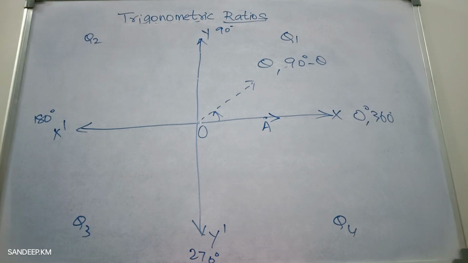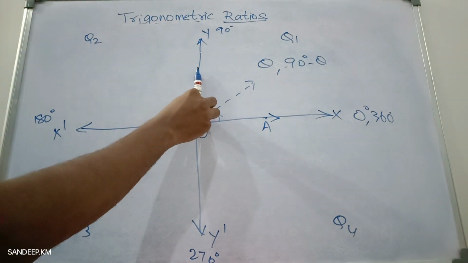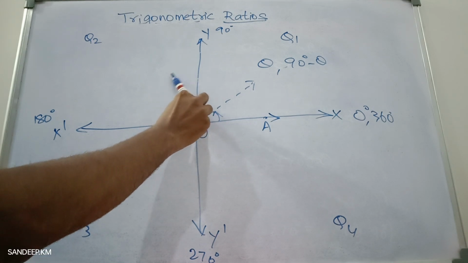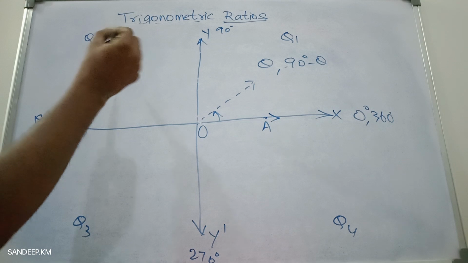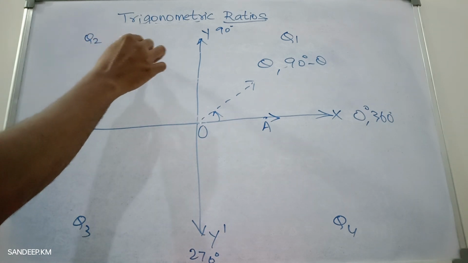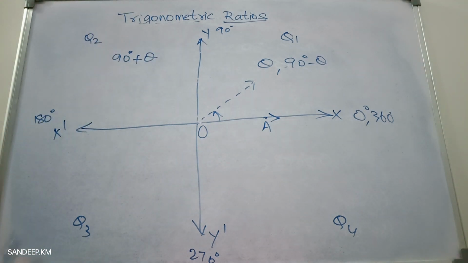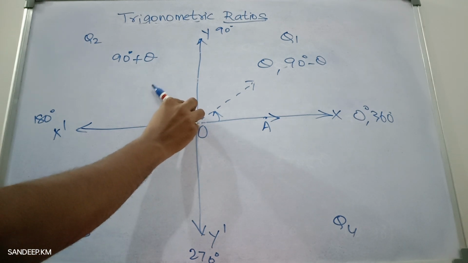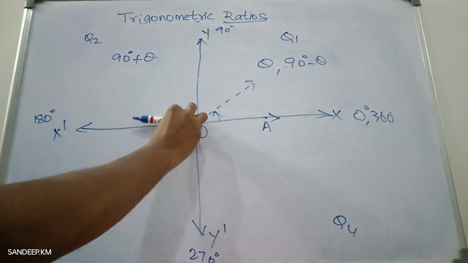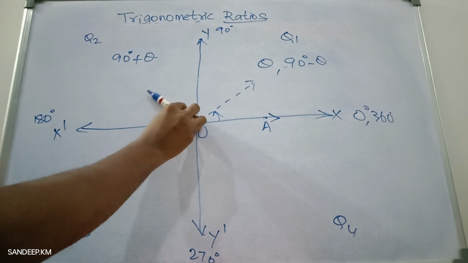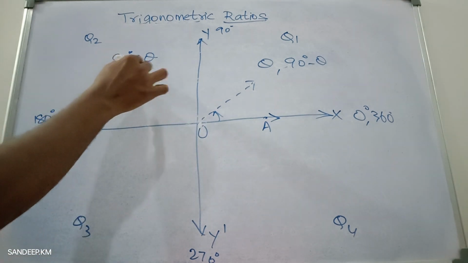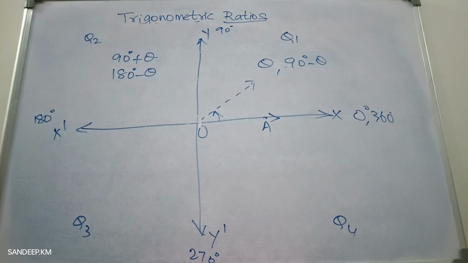Similarly, we are at 90 degrees. So if I travel anti-clockwise from 90 degrees, I get 90 degrees plus theta, correct or not? I am traveling anti-clockwise, 90 degrees plus theta. Then 90 degrees plus theta is an angle in the second quadrant. Come to 180 degrees, and if I travel clockwise, I am going back. Okay? So from 180 degrees, going back means 180 degrees minus theta. Then 180 degrees minus theta is an angle in the second quadrant.